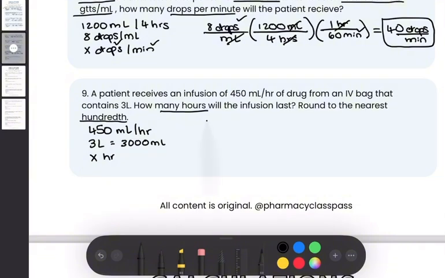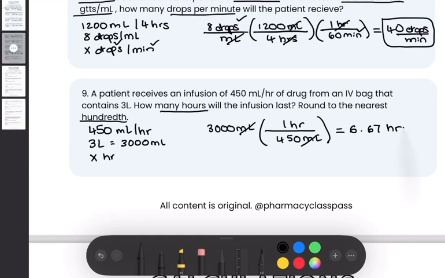So here, we can start with the milliliters and cross multiply to get hours on top. The milliliters will cross out, and the answer will be in hours. And remember to round to the nearest hundredth. So for this question, it's 6.67 hours.